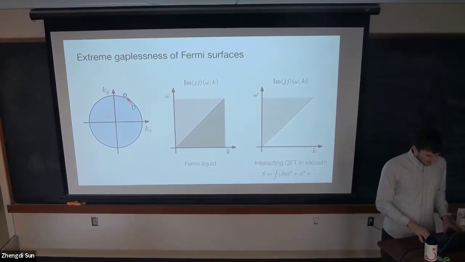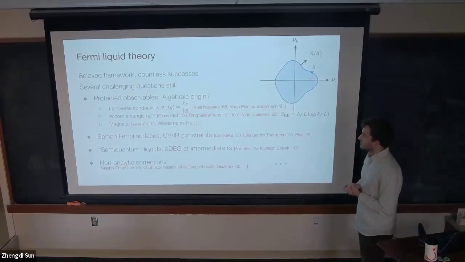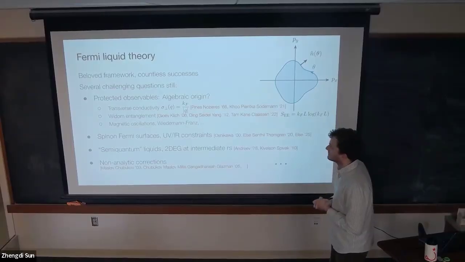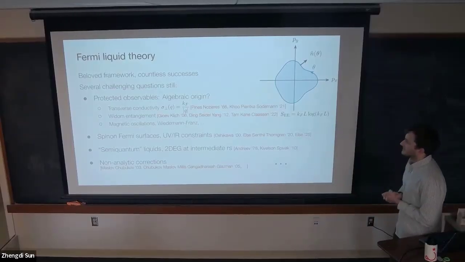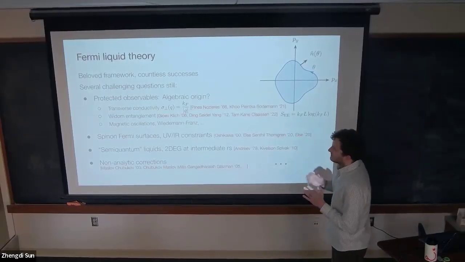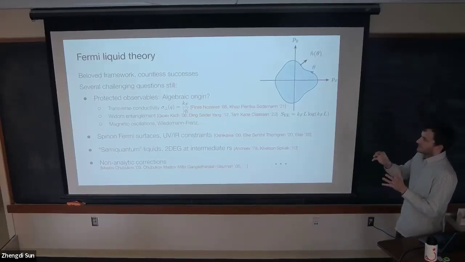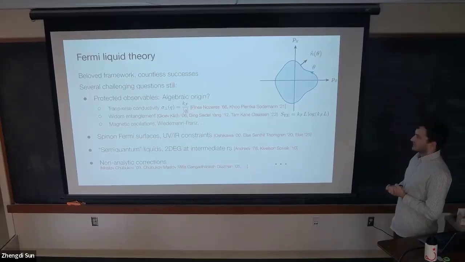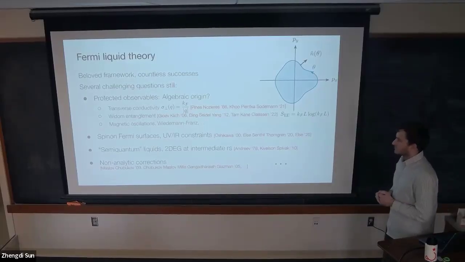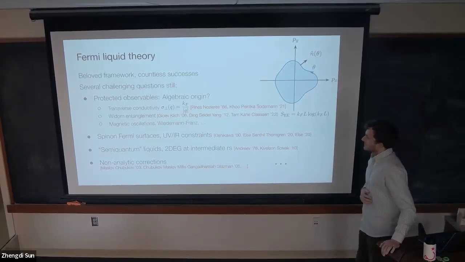Now, in most contexts, interacting Fermi surfaces are described by a very successful and very old theory, Landau's Fermi liquid theory. It's almost 100 years old and has had countless successes. But I think even within the context of Fermi liquid theory, there are some questions that reveal the fact that we don't really have a full understanding of what's going on. I listed a few questions that are on my mind, but that's not an exhaustive list.